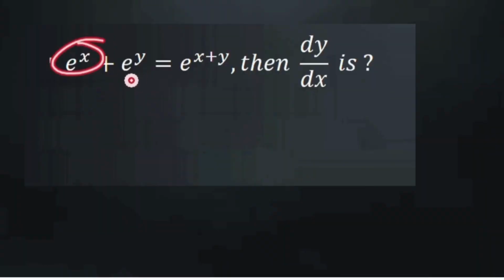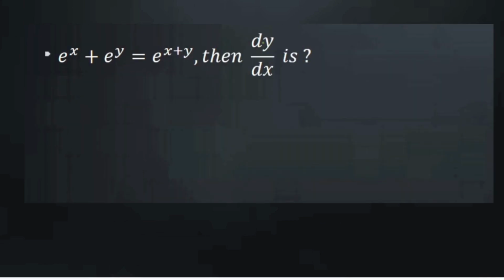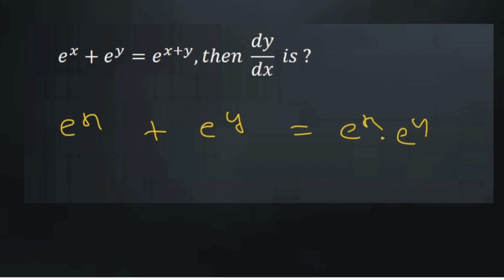So the question here is e raised to the power x plus e raised to the power y equals e raised to the power x plus y, and then we have to find dy by dx. Now before differentiating, we need to simplify this. For simplification, we write this as e raised to the power x, this as e raised to the power y, and using laws of exponent we can write the right side as e raised to the power x multiplied by e raised to the power y.